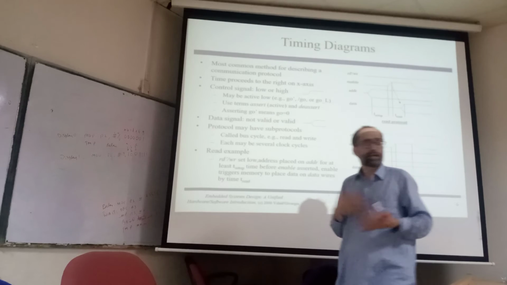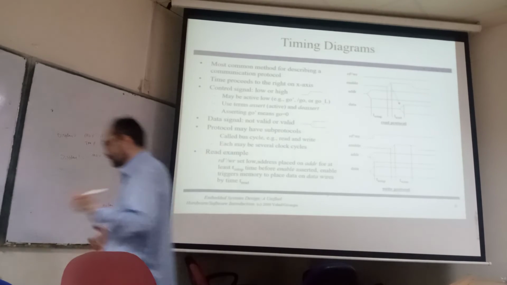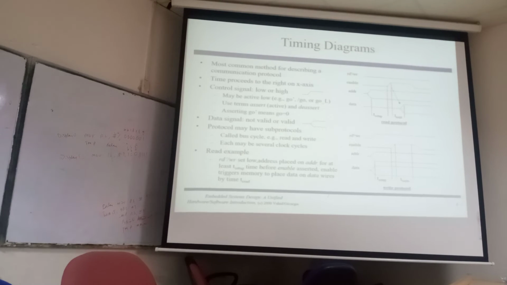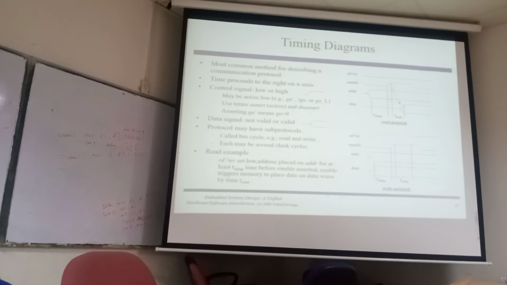If we want to make a transaction between a master and a slave, this is called a transaction, or a bus cycle. The transaction can be a read transaction or a write transaction. So the protocol may have sub-protocols. We can further divide it into a read bus cycle or a write bus cycle, and each may contain several clock cycles.